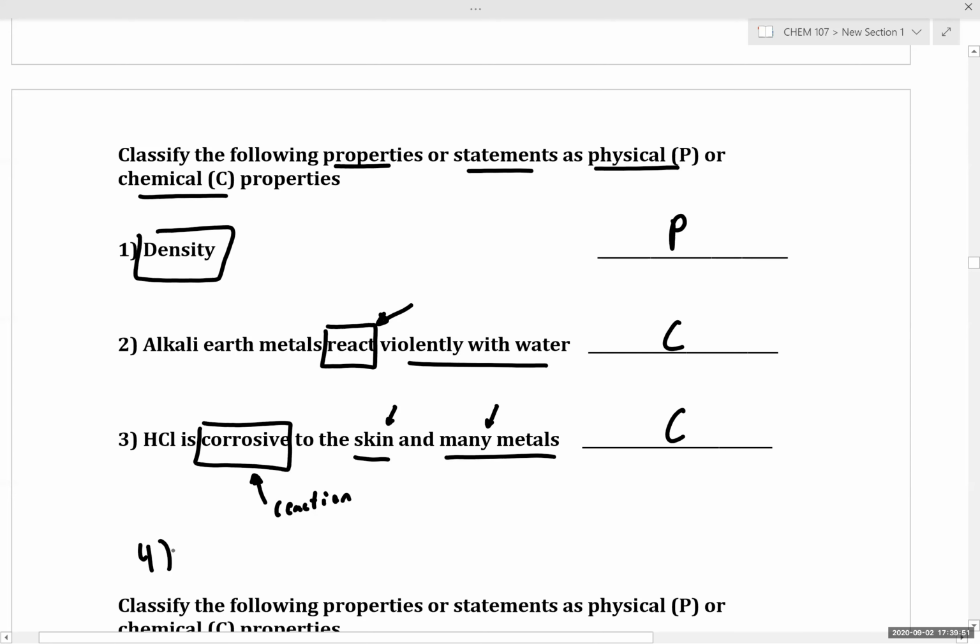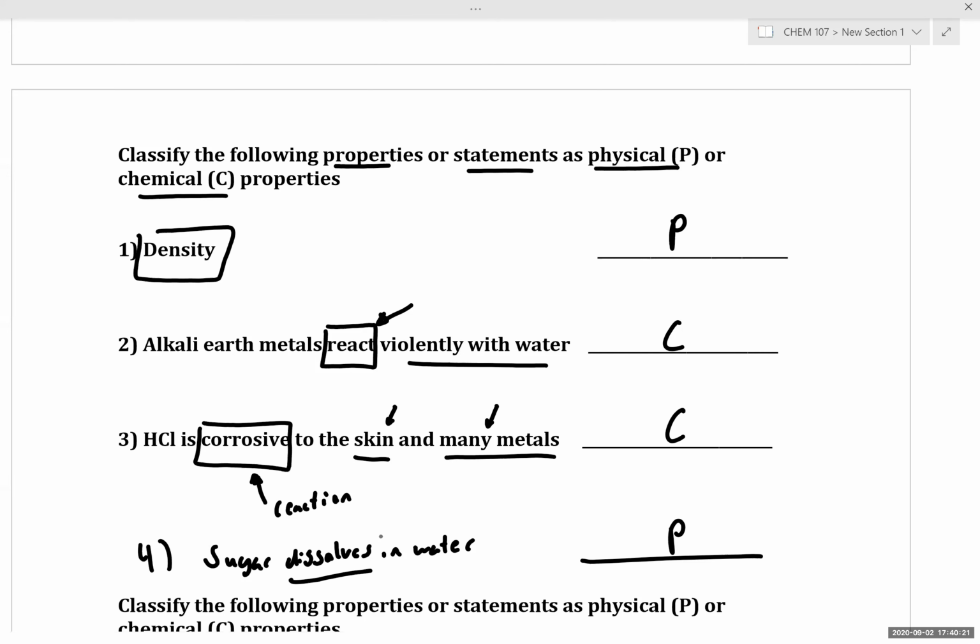Just to help everyone see why corrosive indicates a reaction, if we have the statement sugar dissolves in water, dissolves is different than corrosive. Dissolves indicates what kind of property? Physical, yeah. Dissolves concerns solubility. Corrosion concerns reactivity. Does that make sense?